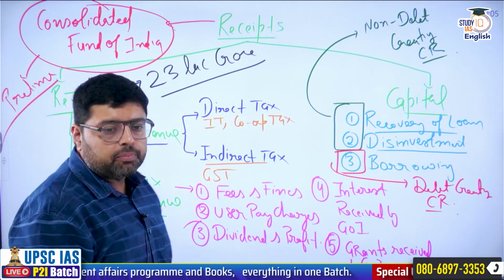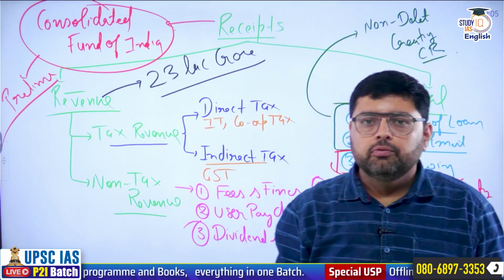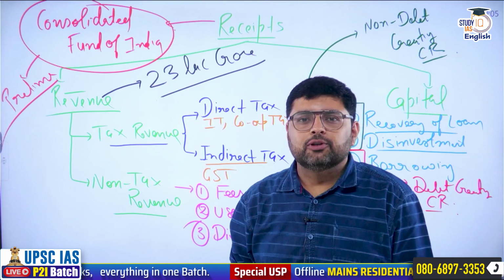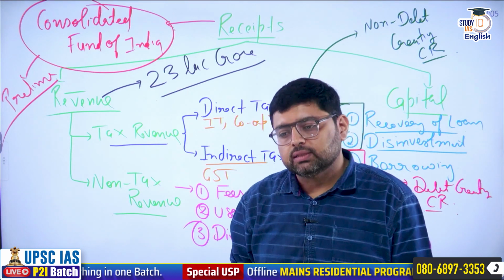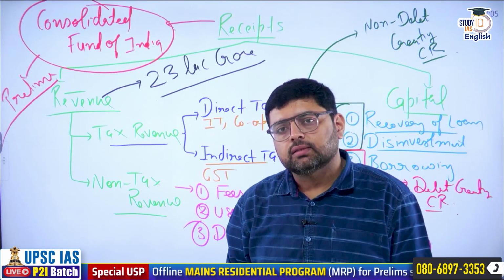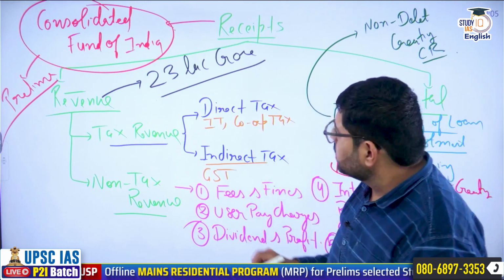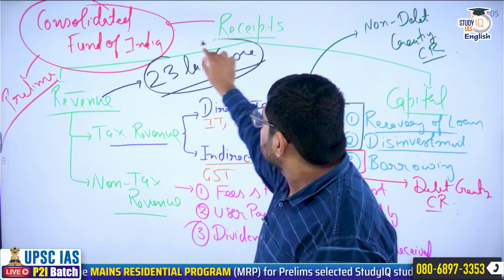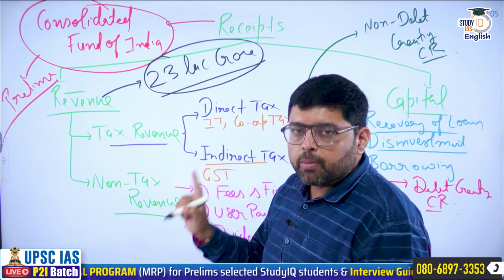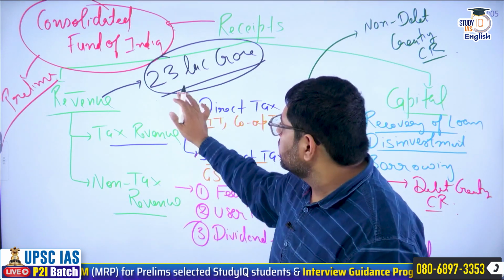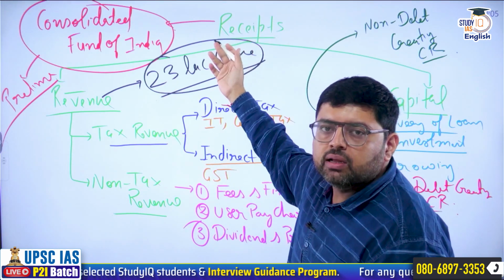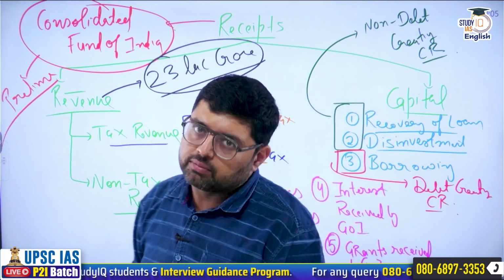Now comes the question of prelims. Which receipts are more, revenue receipt or capital receipt? Your answer will definitely be revenue receipt. My revenue receipts are more than capital receipts. This is what you have to tell the examiner. So 23 lakh crores. Although the gross is 33 lakh crores, what is left with the Government of India is 23 lakh crores. Why? Because 10 lakh crores has to be given to the state governments as per the recommendation of the Finance Commission.